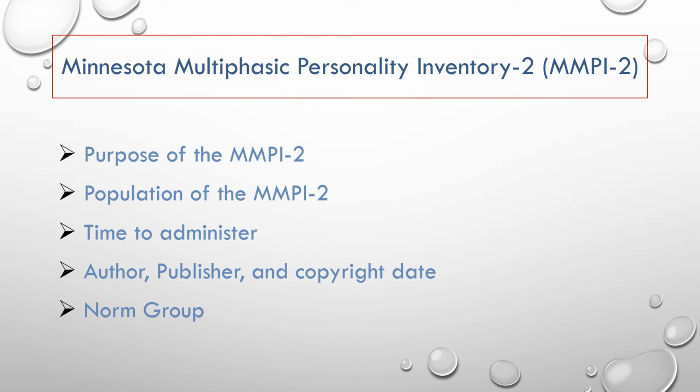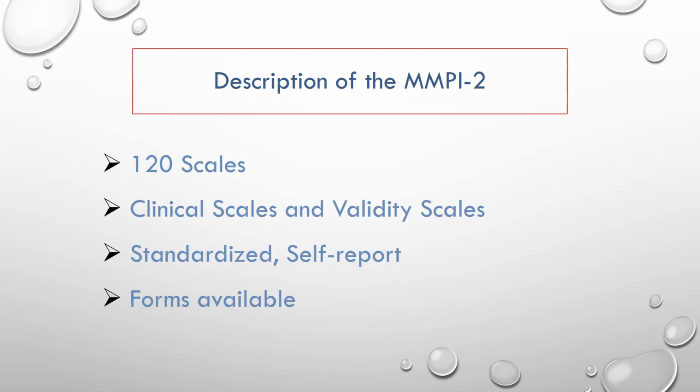The authors are Starke Hathaway and J. Charnley McKinley. The publisher is the University of Minnesota Press, and the copyright date of the MMPI-2 is 1989, with a revision in 2001 and updates in 2003 as well as 2006. The MMPI-2 is a standardized self-test and is available in several forms, such as on computer, CD, and in paper and pencil.